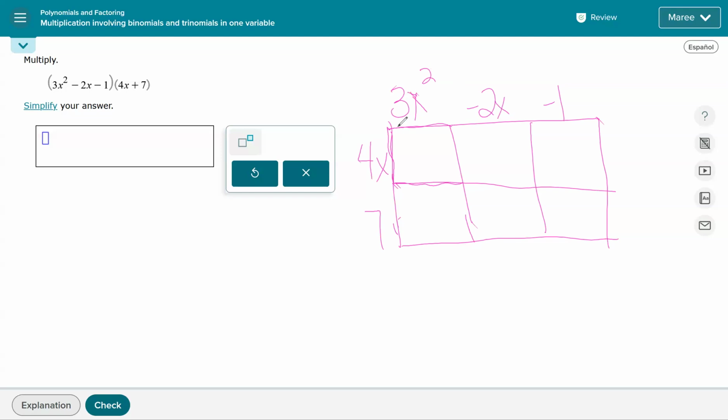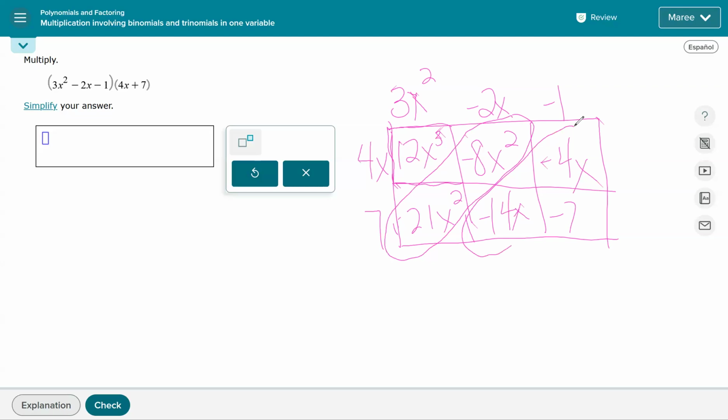So 3x squared times 4x is 12x cubed. Then negative 2x times 4x is negative 8x squared. And then negative 1 times 4x is negative 4x. Then we do 7 times each of those: 21x squared, negative 14x, and negative 7. You'll notice on the diagonal we have like terms, so we'll add those together.